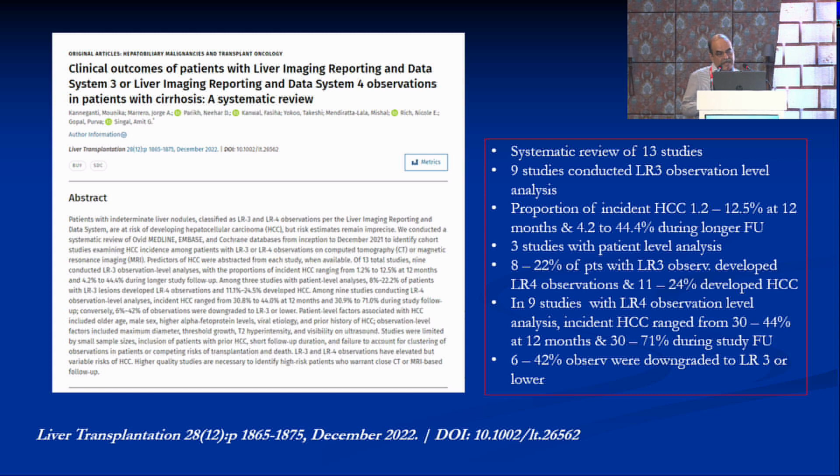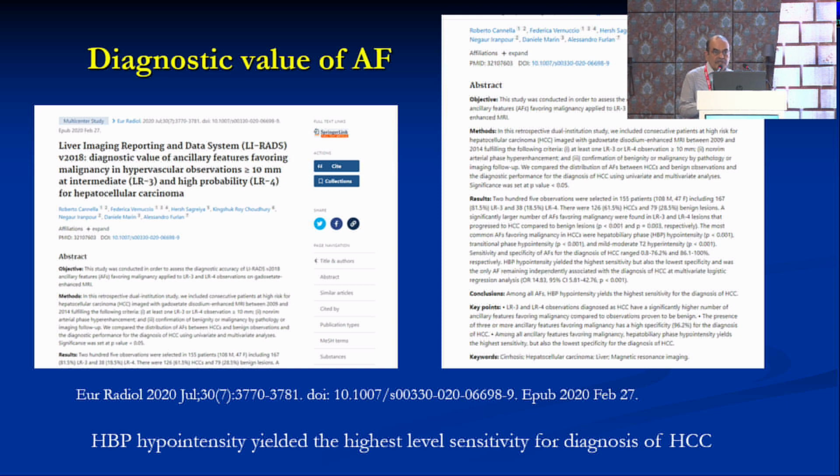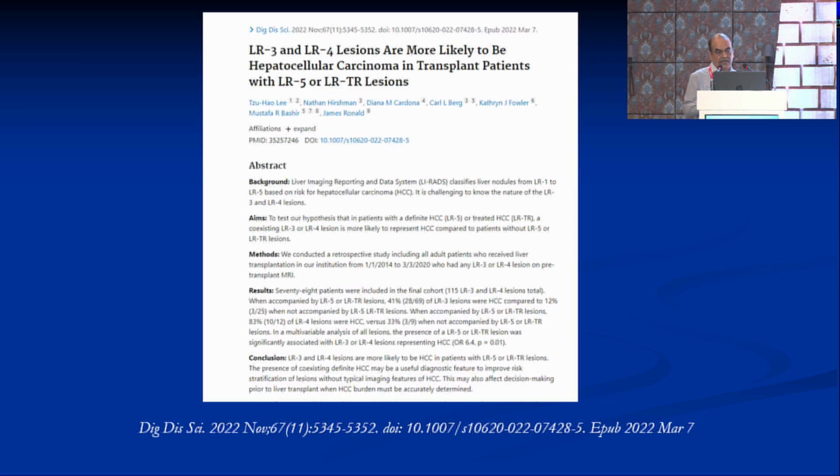This is a systematic review of about 13 studies, and it showed that 9 of these studies conducted LR3 observation level analysis, and the proportion of HCC ranged between 1.2 to 12.5% at a 12-month follow-up. On the other hand, in 9 studies with LR4 observation level analysis, the incidence of HCC ranged between 30 to 44%, and at 12 months that increased to 30 to 71%. Regarding the diagnostic value of the ancillary features mentioned in the LIRADS nomenclature, T2 hyperintensity and hypointensity on the hepatobiliary phase, if you are using a hepatocyte-specific contrast agent, yielded the highest level of sensitivity for the diagnosis of HCC.